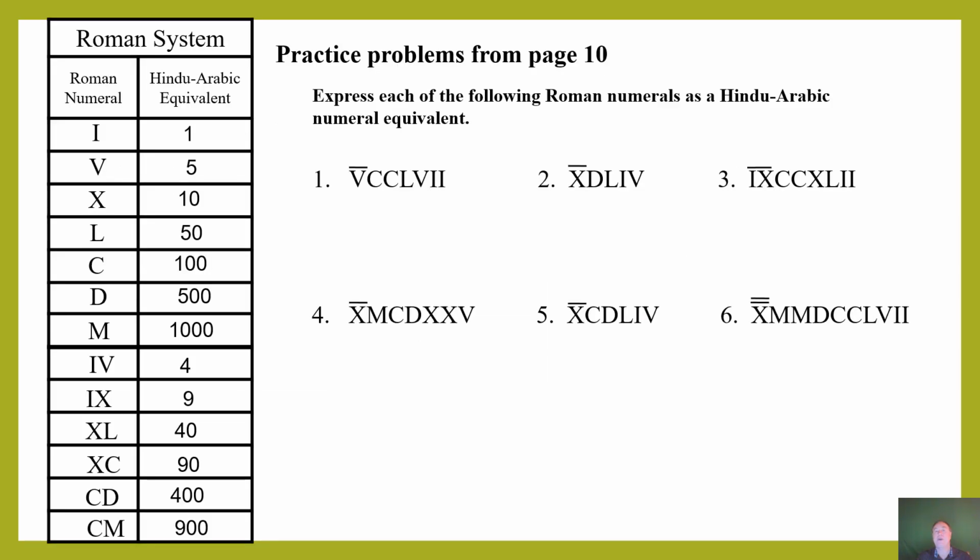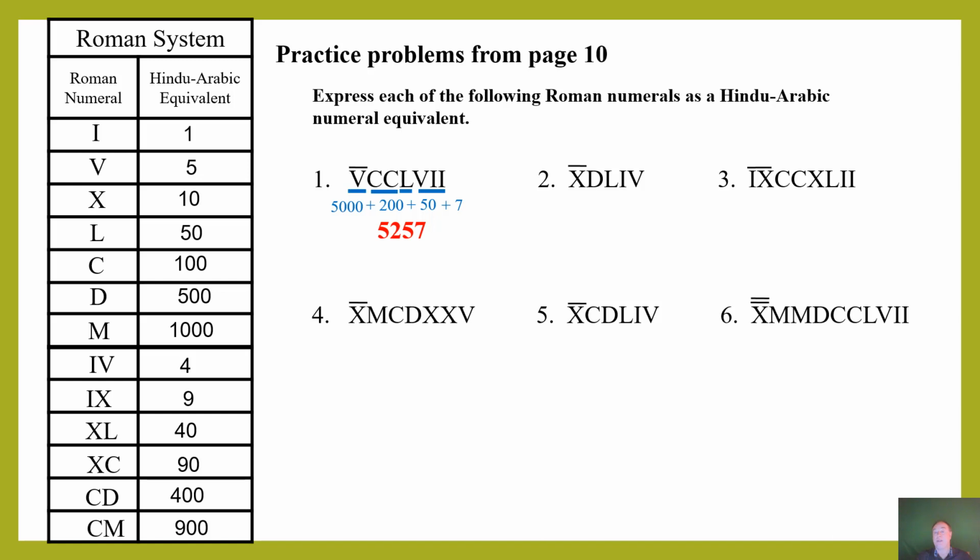Alright, so let's look at these problems. Pause the video for a second, try to work them out, and then check your answers by continuing the video. Alright, number 1, V with a line above it is going to be 5,000. Plus CC is 200, plus L is 50, plus VII is 7. So this is 5,257.